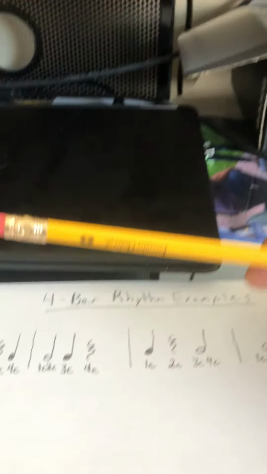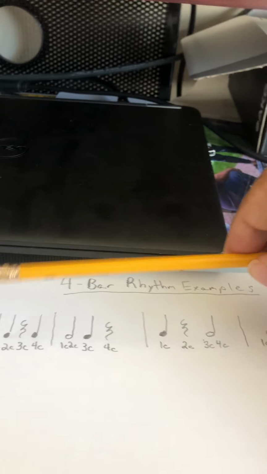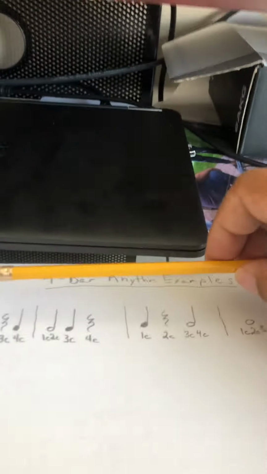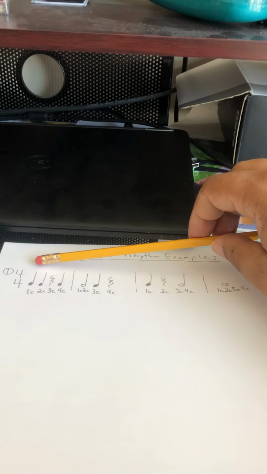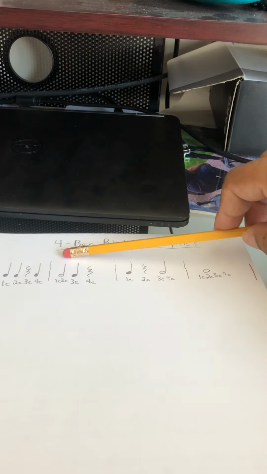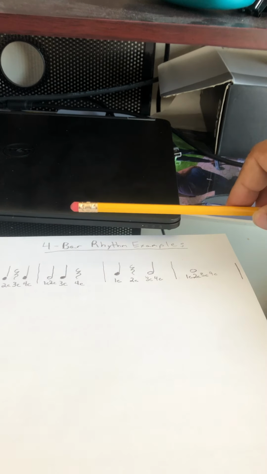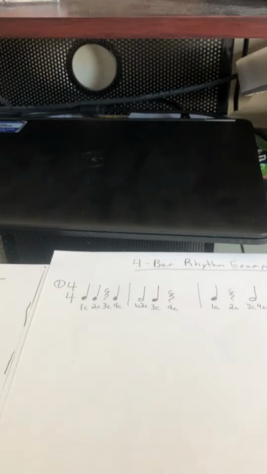Holding this phone. It is not an easy task to hold this phone and try to count and tap this pencil at the same time. I'm not that coordinated. All right, so I'll try to hold this back. All right, here we go. 1, 2, 3, 4. 1 and 2 and 3 and 4 and 1 and 2 and 3 and 4 and 1 and 2 and 3 and 4. See how I did that?